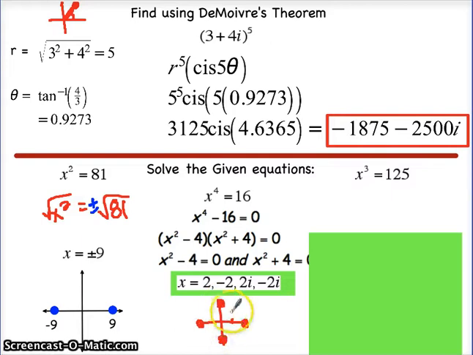And again, if we plotted those on a complex plane, we'd have 2, negative 2, 2i, and negative 2i. And notice again how we've chopped this into 90 degree increments, 4 sections.